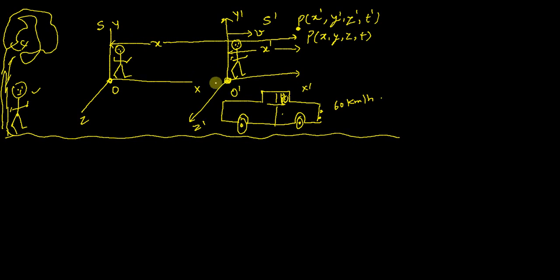And at any time t, the distance between O prime and O will be velocity into time, where v is the velocity, this relative velocity. If you multiply velocity by time, you will get the distance. So at any time t, this is the distance between O and O prime, right? At t is equal to 0, what will happen? This will be equal to 0, and this S prime frame will coincide with the S frame.